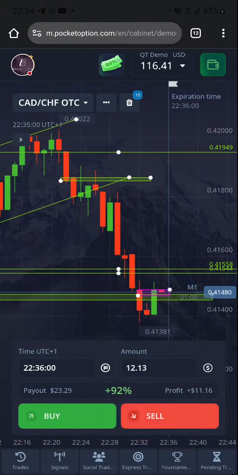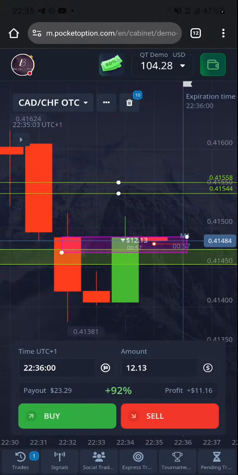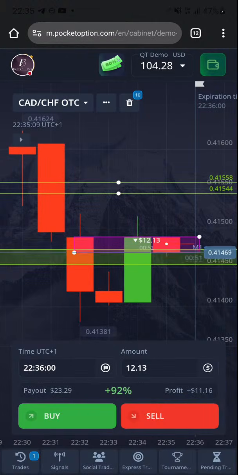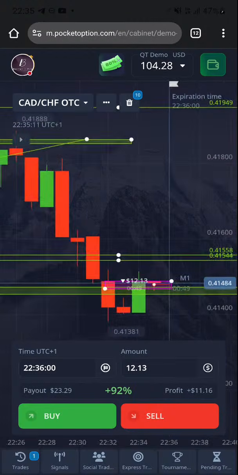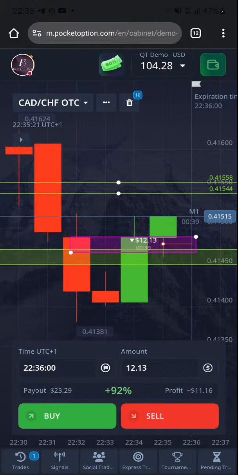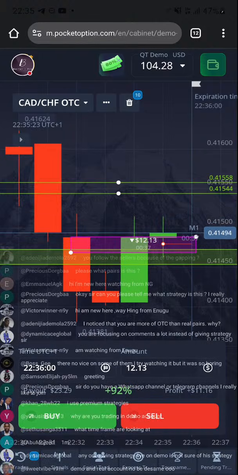Now, here, we can go with the sellers now. Why? I'll tell you why. It's because we have what everybody knows as a morning star pattern. Now, morning star patterns can give us retracements. What I mean by retracement is you can have an opposite candle after this last candle that builds the morning star pattern. Usually, when you have a morning star pattern, you can have a red candle after it.